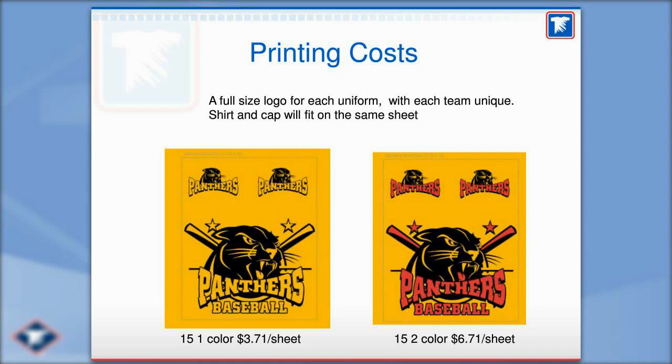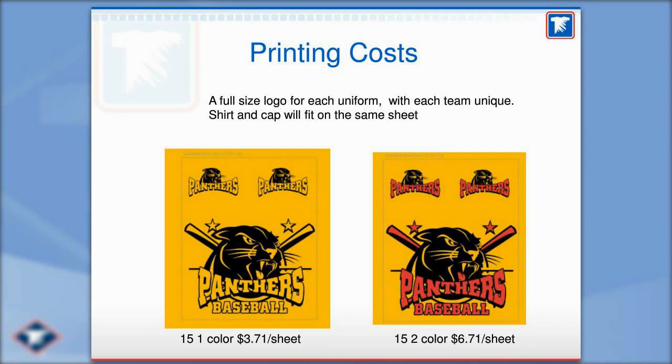So considering that there were 15 kids per team, a 1-color order, 15 sheets of that, would be $371 per sheet. And it's beautiful because that $371 includes the print for the front and the print for the hat. So it's very affordable. Now, just for the sake of showing you, 2-color does escalate the price up to $671 per sheet.